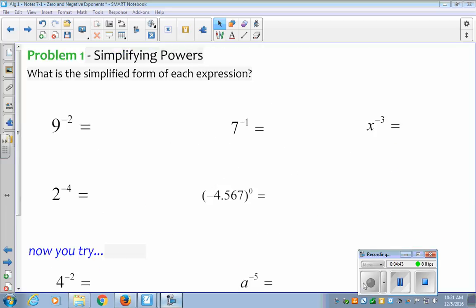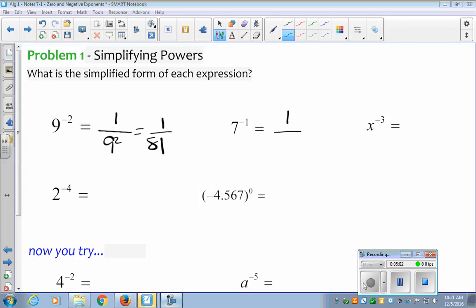All right, let's do a few of these together. What is the simplified form of each expression? We're going to move this 9 down to the denominator and square it. That gives us 1 over 81. Next, I'm going to take the 7 to the 1 power and move it down to the denominator. Then move this x to the 3rd power down. The negative doesn't mean that we're going to get a negative answer. It means that we're going to get a fraction.